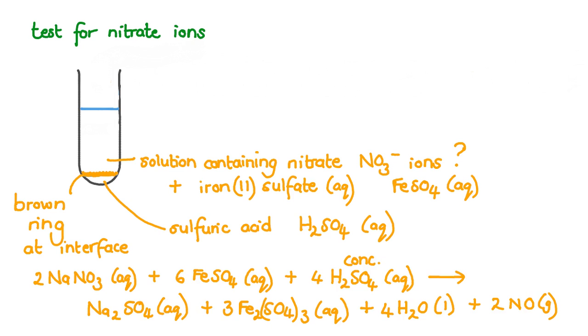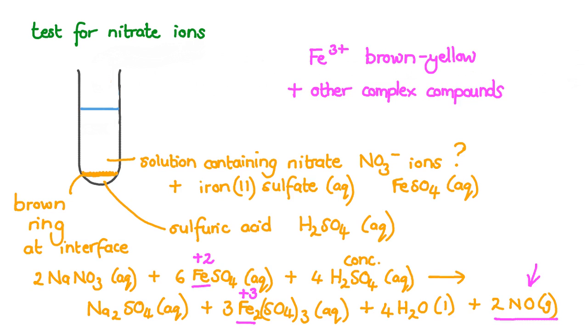Here is the equation for the reaction that occurs at the interface of the two solutions. The iron in the ferrous sulfate with a +2 oxidation state is oxidized to +3. Fe3+ is a brown-yellow ion. This forms part of the brown ring. Also, the nitrogen monoxide or nitric oxide that is produced reacts further to produce other complex compounds, and these together form the brown ring, confirming the presence of nitrate ions in the reactant. In this example, we used sodium nitrate.